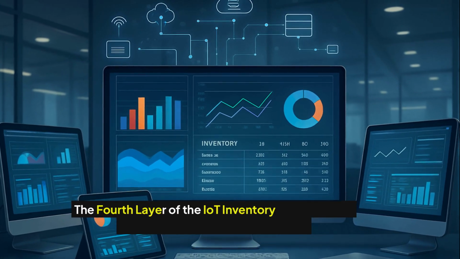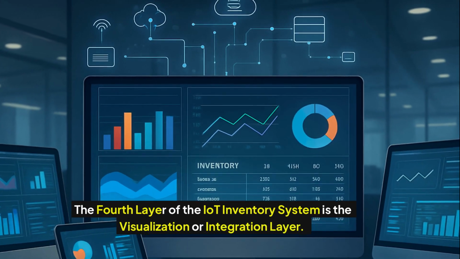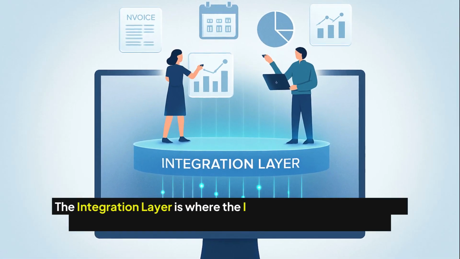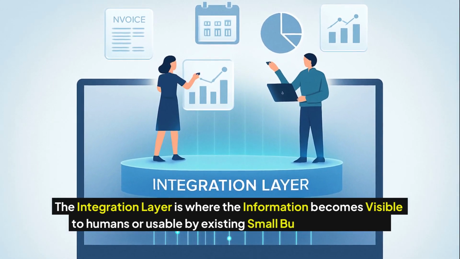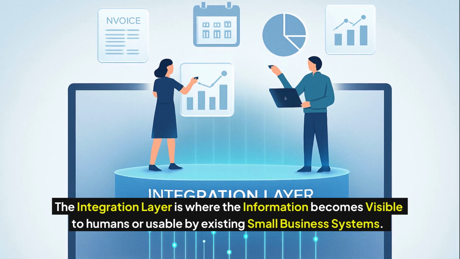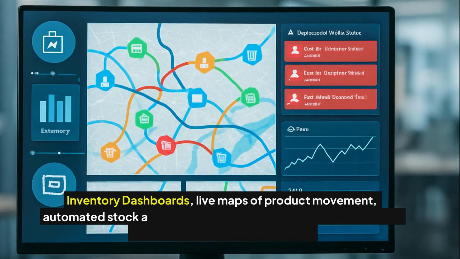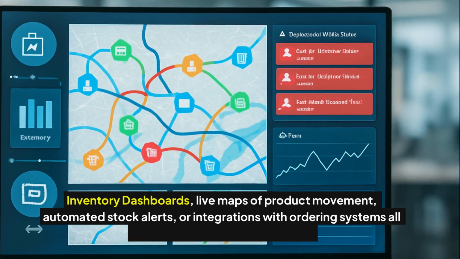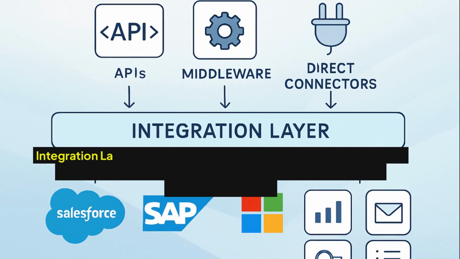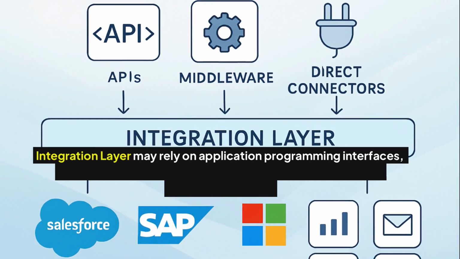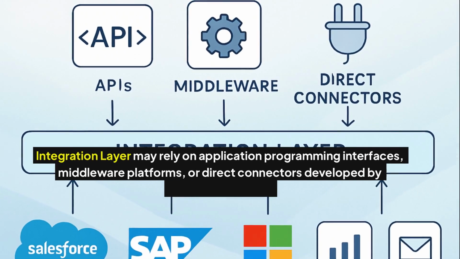The fourth layer of the IoT inventory system is the visualization or integration layer. The integration layer is where the information becomes visible to humans or usable by existing small business systems. Inventory dashboards, live maps of product movement, automated stock alerts, or integrations with ordering systems all operate at the integration layer. The integration layer may rely on application programming interfaces, middleware platforms, or direct connectors developed by software vendors.